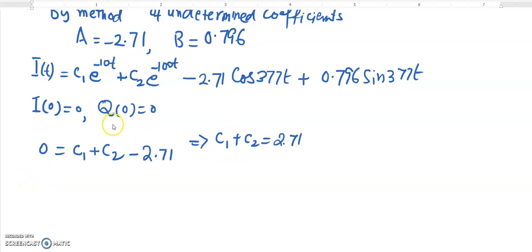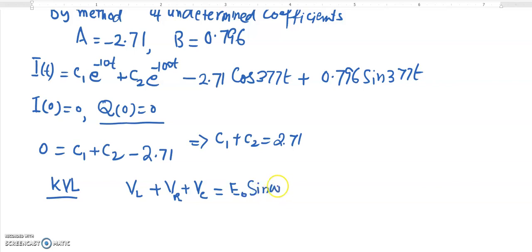Okay, so in order to apply this second equation, in which the initial value is given in terms of the charge but not the current, we can go back to the very basic equation for Kirchhoff's voltage law. It says that the voltage across the inductance plus the voltage across the resistor plus the voltage across the capacitance is equal to the electromotive force, which in this case we take as this.